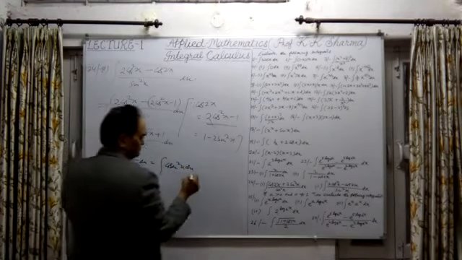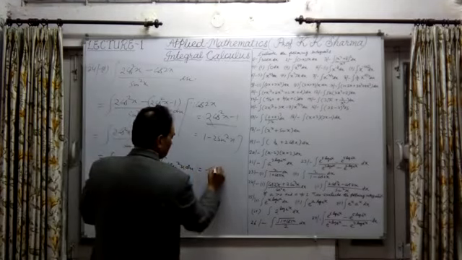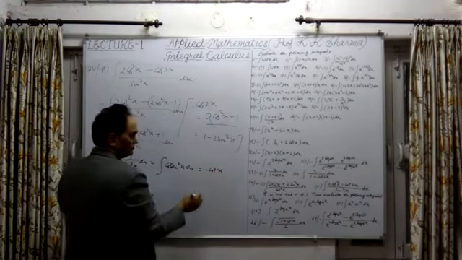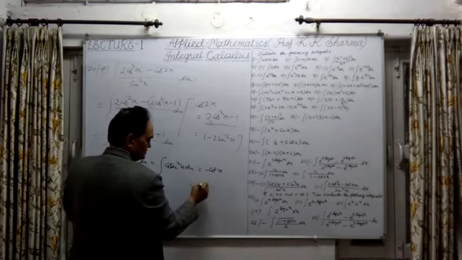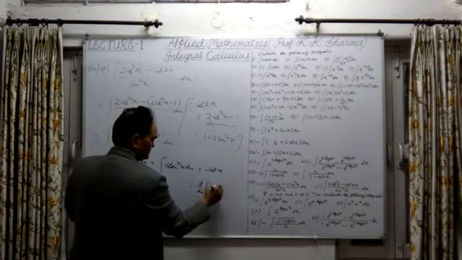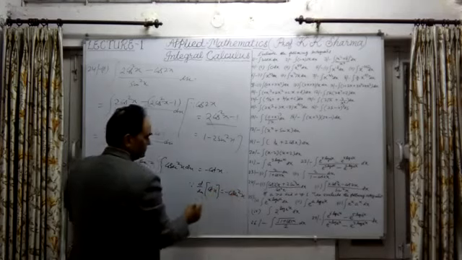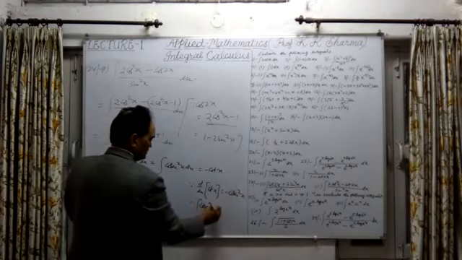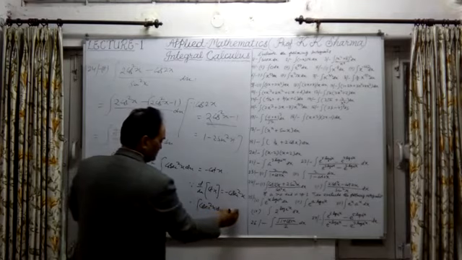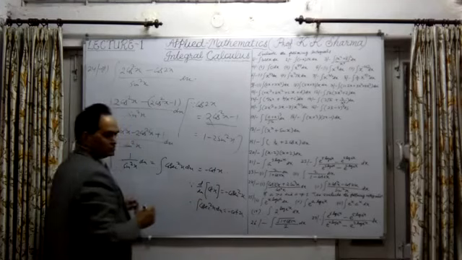The integration of cosec square x is minus cot x. Since d/dx of cot x equals minus cosec square x, this we know, therefore integration of cosecant square x into dx equals minus cot x.